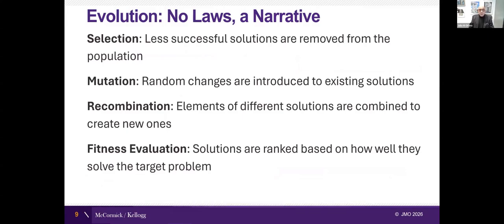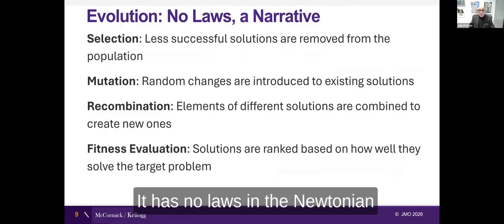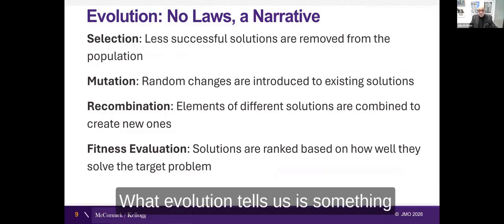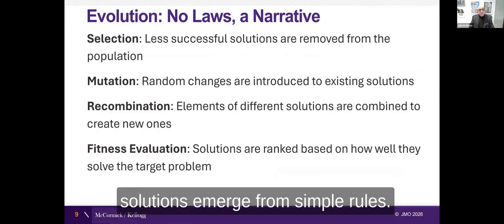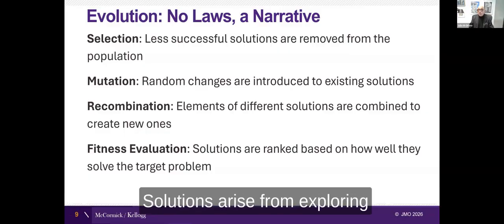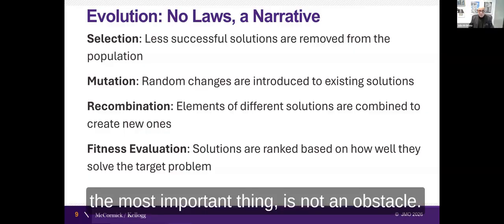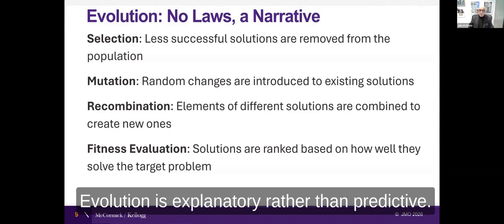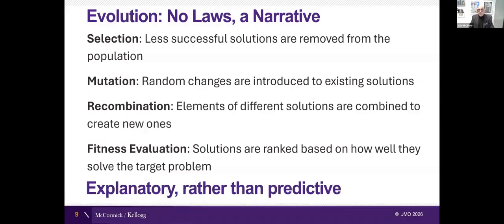Consider evolution. It operates through selection, mutation, recombination, and fitness evaluation. It has no laws in the Newtonian sense and predicts no specific outcomes. What evolution tells us is something different and more powerful, that complex solutions emerge from simple rules. Iterative improvement is extraordinarily powerful. Solutions arise from exploring many possibilities in parallel. And failure, the most important thing, is not an obstacle. It's essential information. Evolution is explanatory rather than predictive. That distinction is the key to everything that follows.